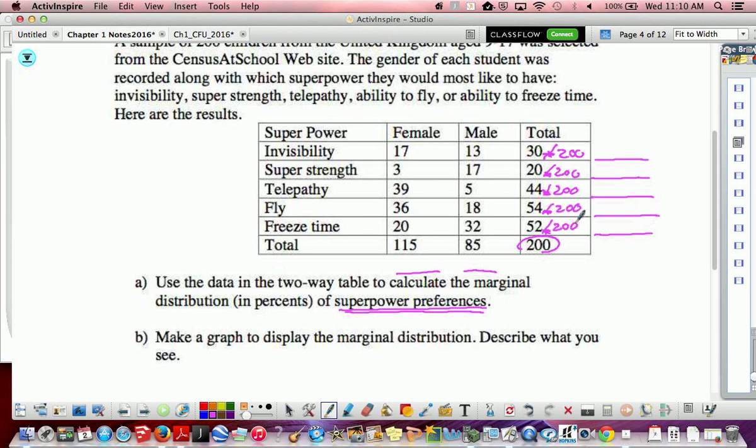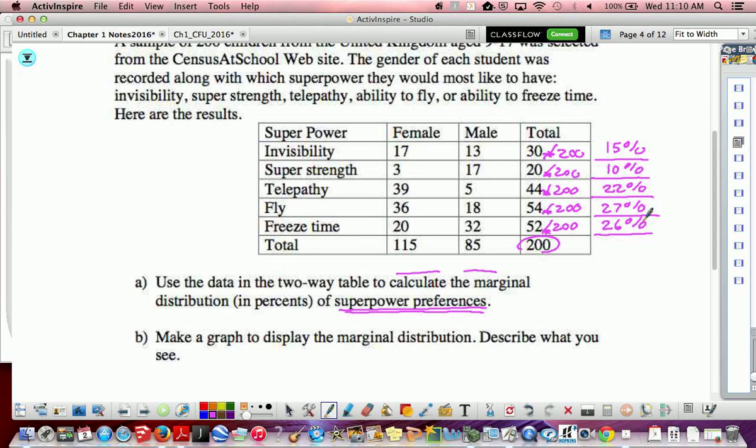Now, depending on how strong your mental math and number sense is, we could probably get all of these rather quickly without using the calculator, because we know percent is out of 100. If I'm dividing by 200, what would this 30 turn into as a percent? 15%. You'd just divide it by 2 and make it a percent. So 20, cut it in half, 10%, 22%, 54 divided by 200 is 27%, 52, 26%.